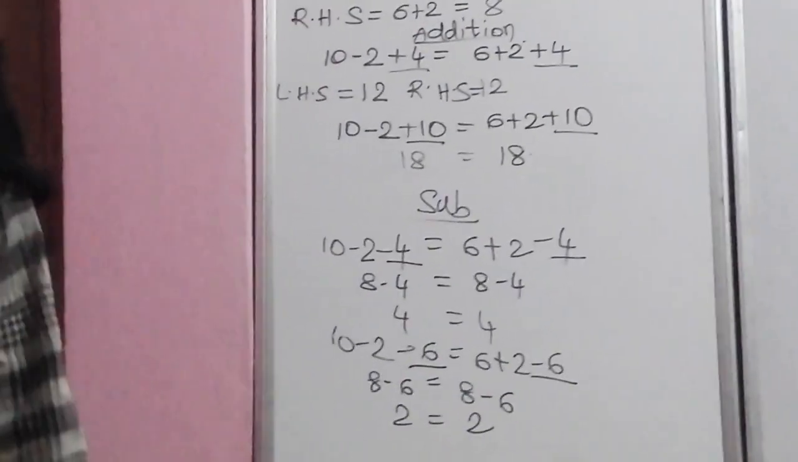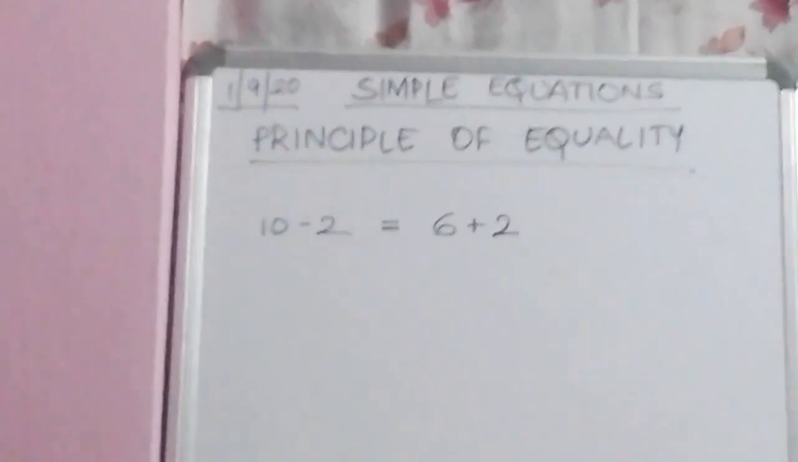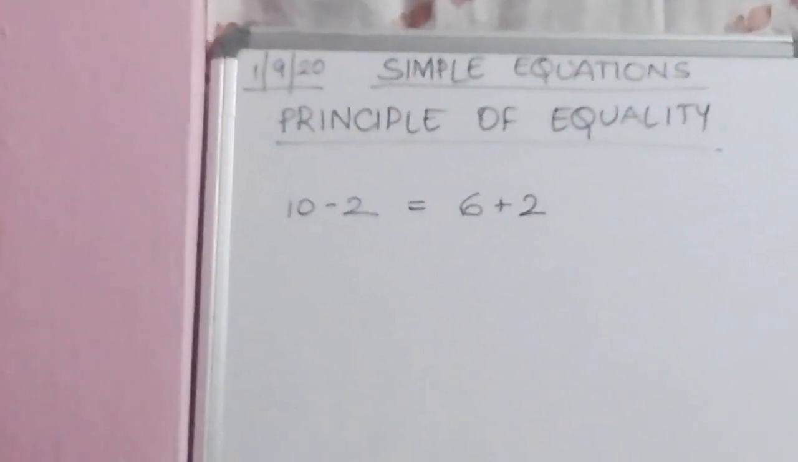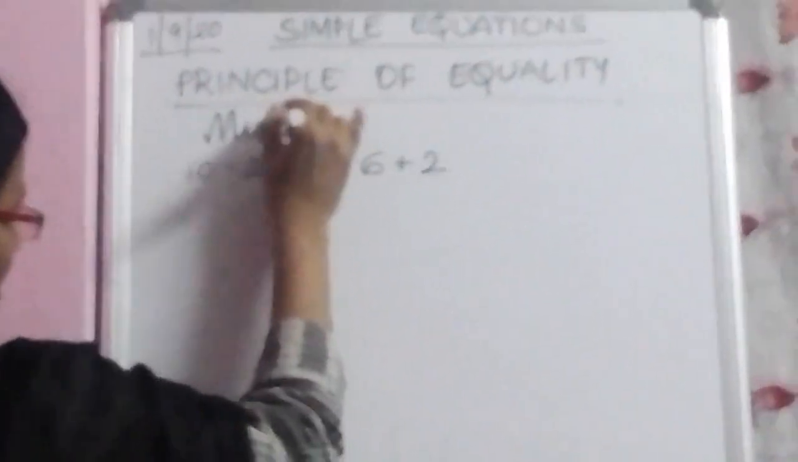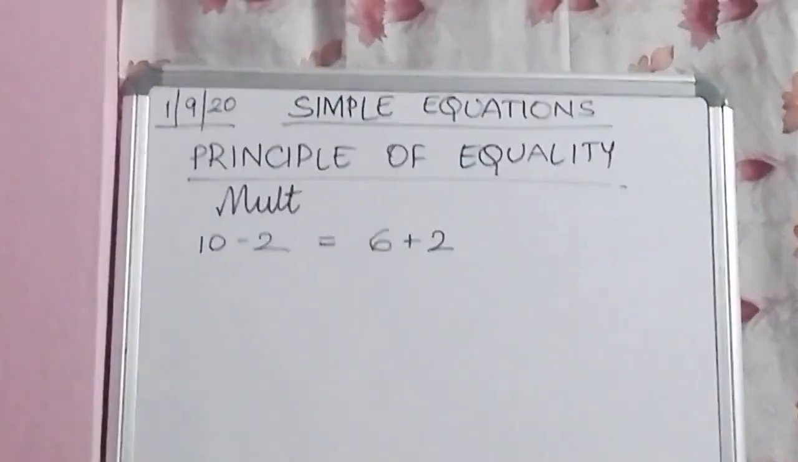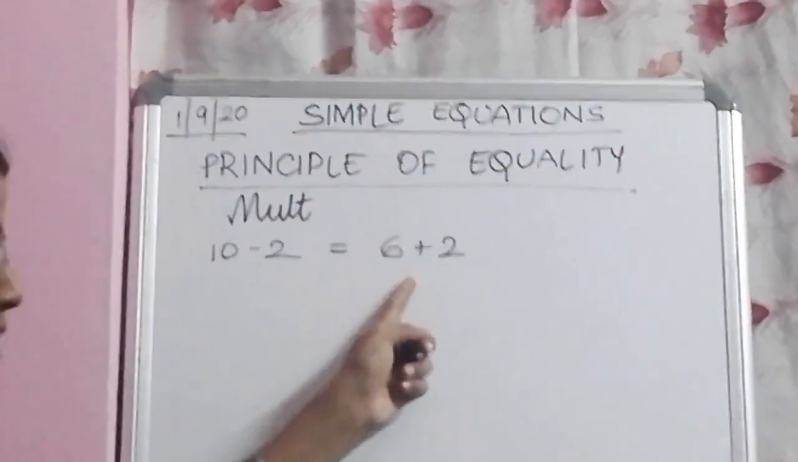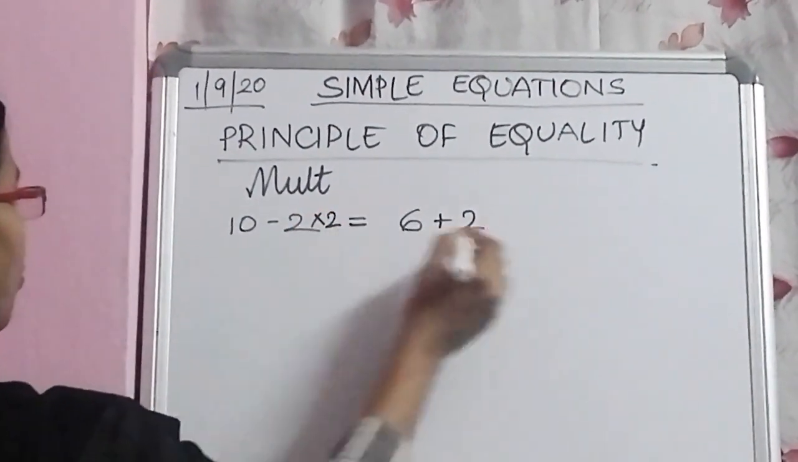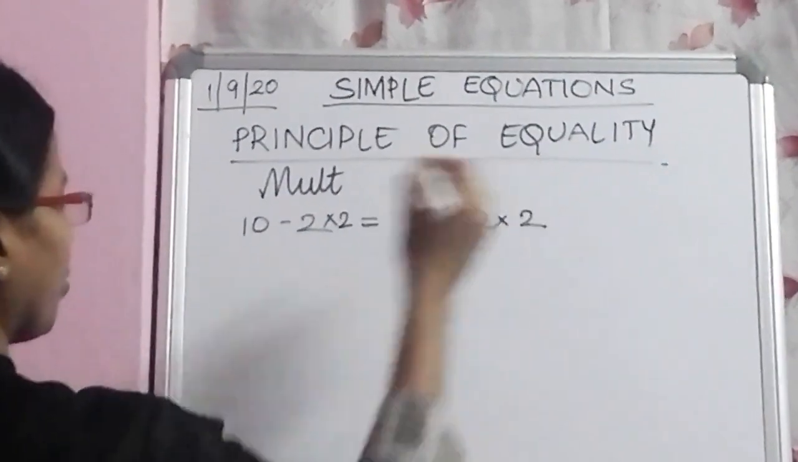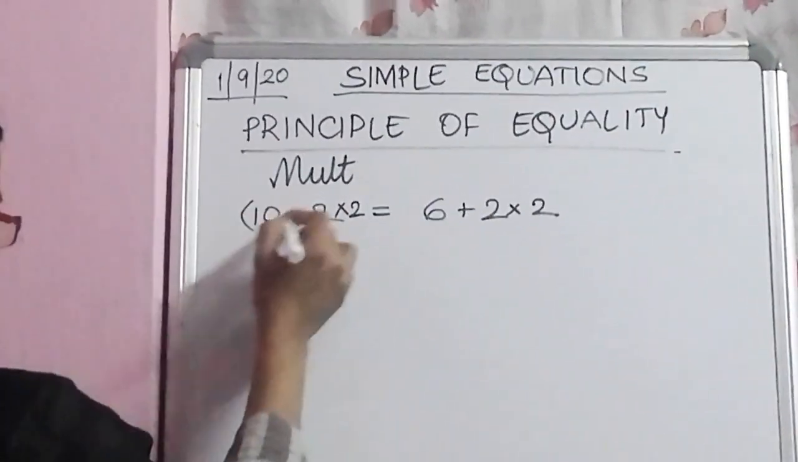Now let us see for multiplication. So now let us check for multiplication. The same equality statement I have copied. 10 minus 2 is equal to 6 plus 2. Now let me multiply both the sides with 2.